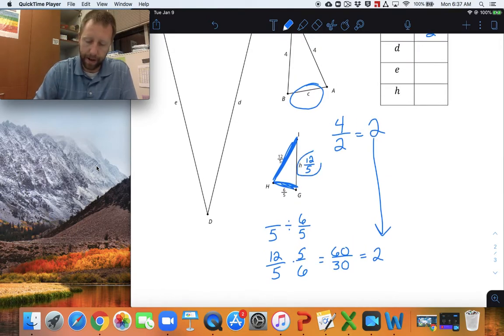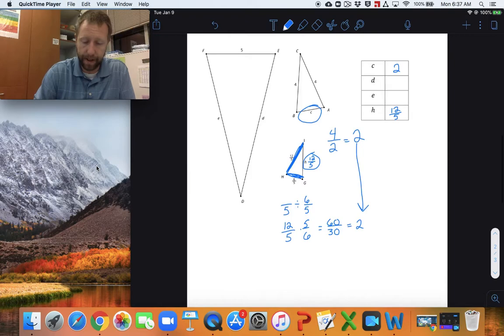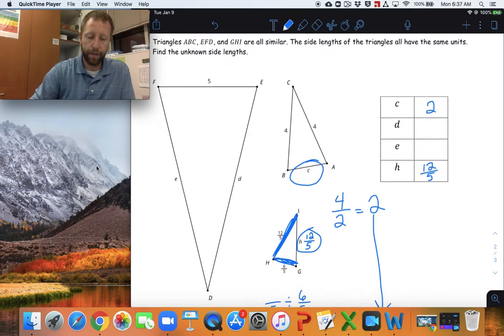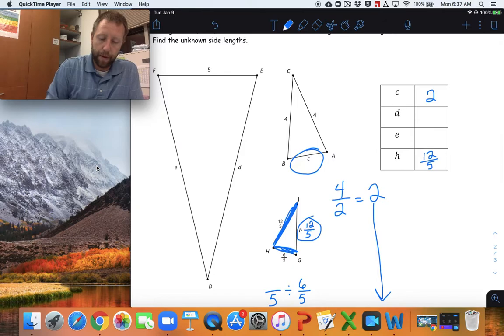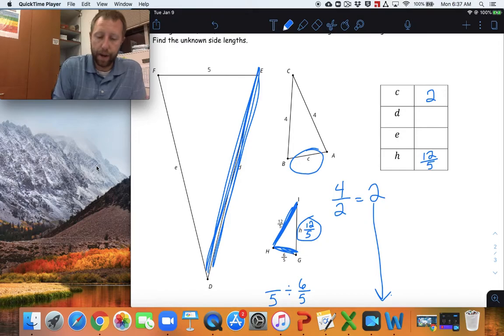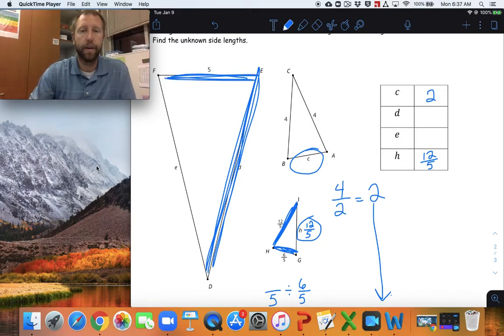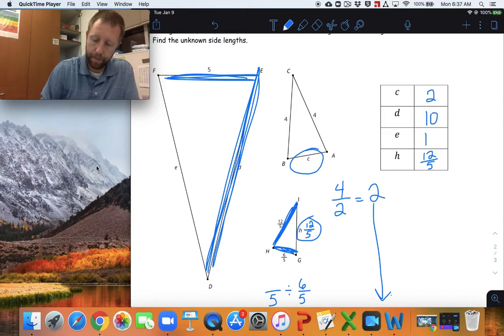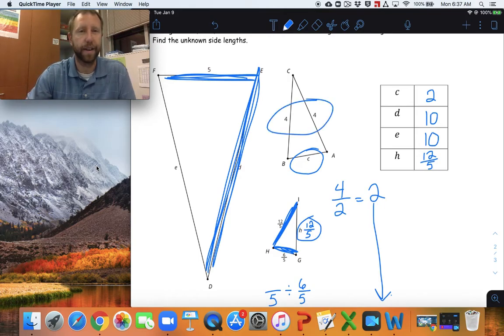So I've actually just figured out 2 of the side lengths. Earlier I found out that side H was 12/5. Let's go ahead and mark that down. And now all I have left is D and E. So over here on this big triangle, remember this long side should give me that same quotient when I divide it by the short side. So what could I divide by 5 to get an answer of 2? And we know that that's 10. And E is going to be the same, because for triangle ABC, those 2 longer sides have the same length.